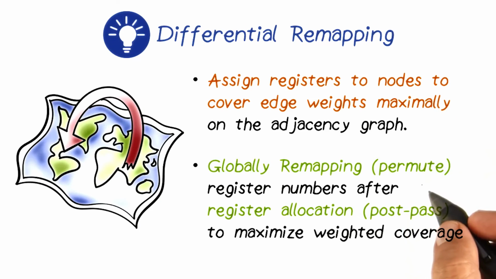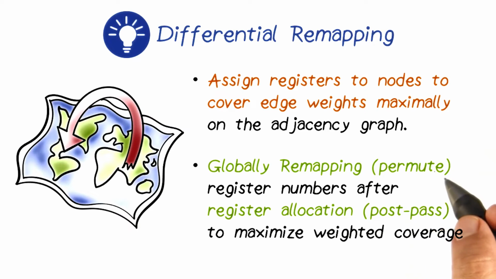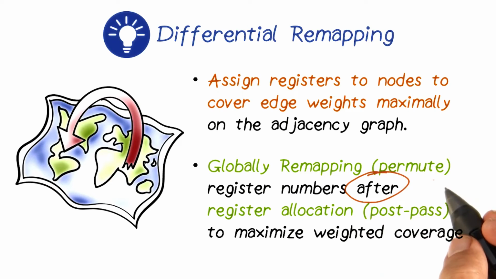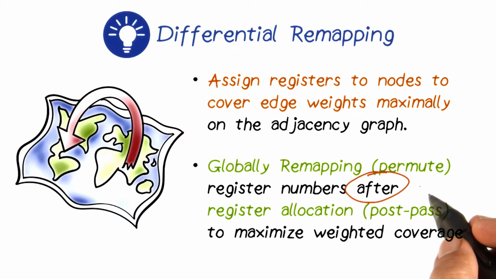How do we realize this idea? We realize this idea by a technique called global remapping, or permutation of register numbers after the register allocation is done. So this is really a post-pass technique. What it means is you have actually given the register numbers to different values, the direct register numbers. Now after that you build this adjacency graph out of it and decide what to do with it so as to maximize the coverage.